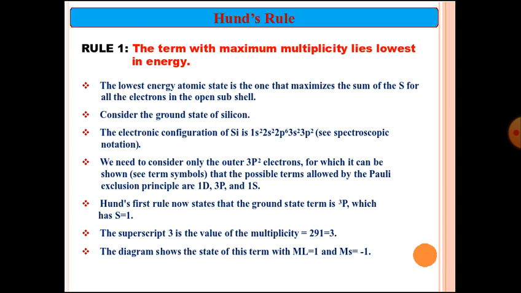The superscript 3 is the value of the multiplicity, 2S plus 1 equal to 3. The diagram shows this term with ml equal to 1 and ms equal to minus 1. This diagram I will present last.